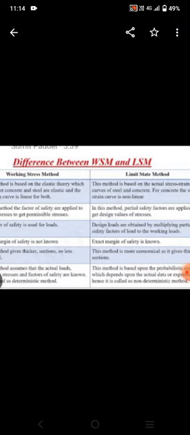The second difference is in the working stress method. In this method, the factor of safety is applied to the yield stress to get the permissible stress. In LSM, a partial safety factor is applied to get the design value of the stress.